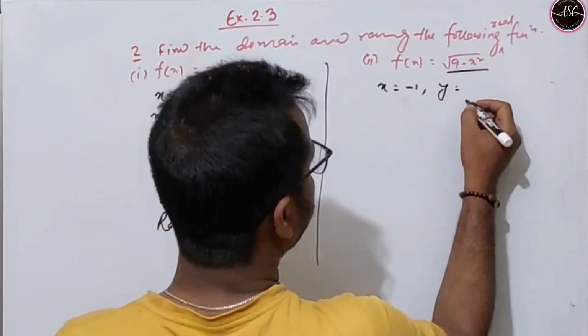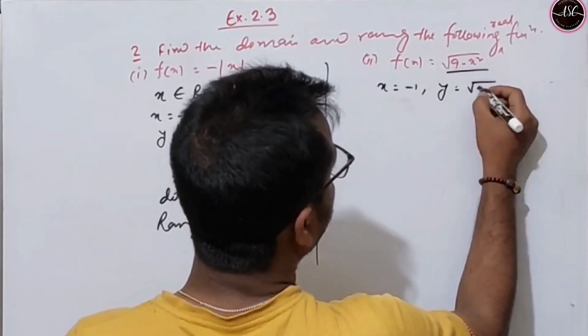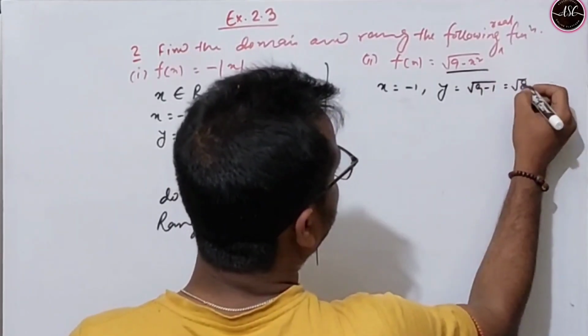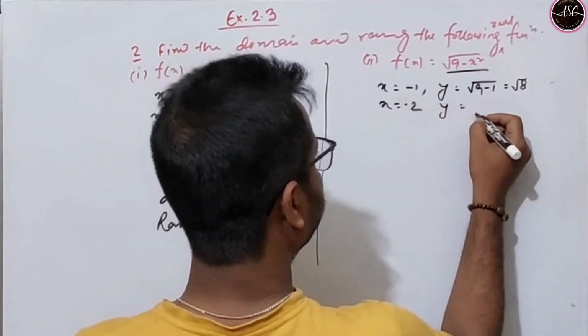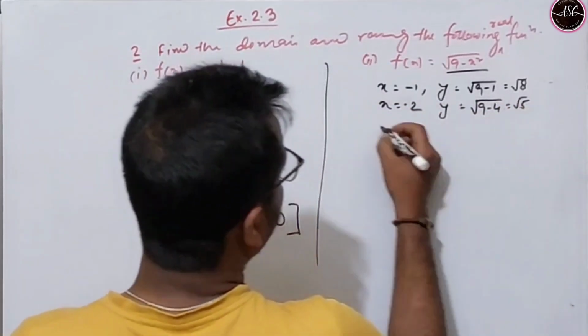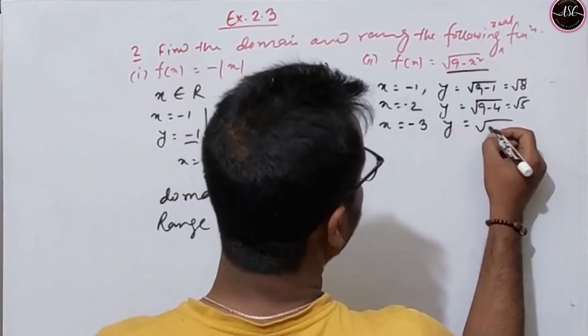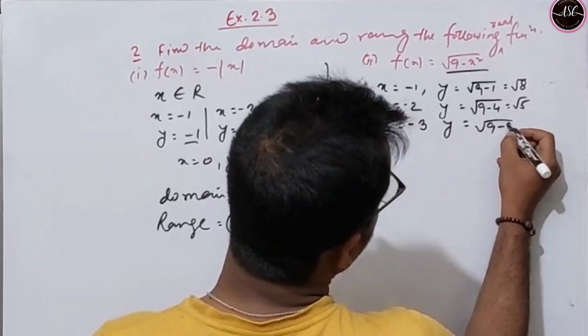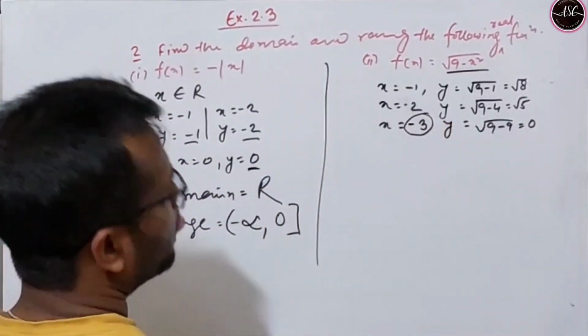Y equal to, we get 9 minus 1, that means root 8. Okay. X equal to minus 2, y equal to root 5. X equal to minus 3, y equal to 9 minus 9, that means 0. Okay, for minus 3, we get 0.